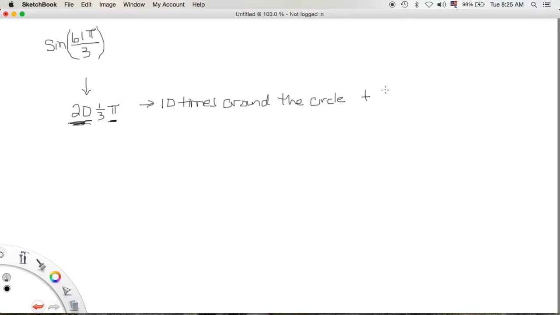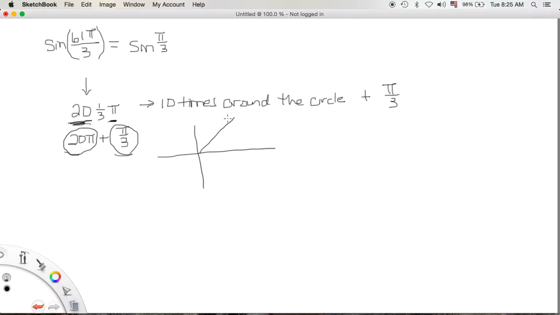Plus, then we go pi over 3 more, because this is 20 pi plus pi over 3, right? So this is our 10 times around the circle, and this is our pi over 3. So this is going to be equal to the same thing as sine of pi over 3. Because this angle here, we could call it pi over 3, or we could call it 61 pi over 3, because we went around the circle 10 times and ended up at pi over 3.